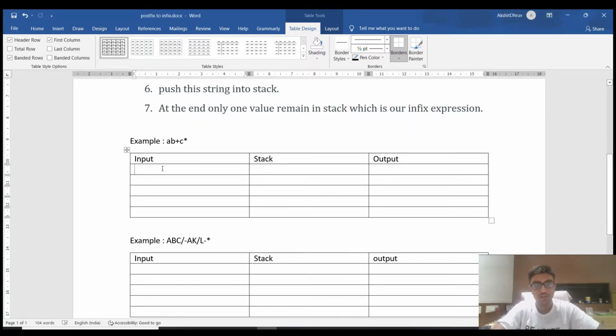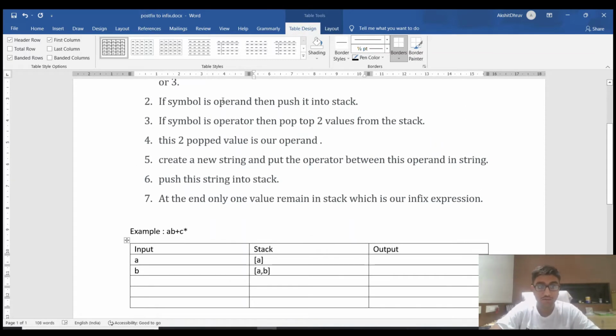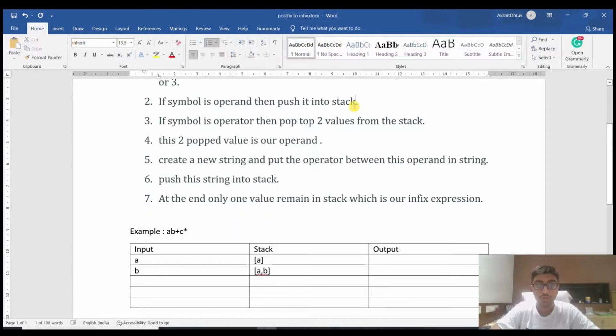Suppose the first input is a, then what will be our stack value? Yes, a only, right? Now what is this? B. Then again our stack value will be a comma b. Why are we pushing that? See, if the symbol is an operand, then push it into the stack. What is an operand? Whichever are alphabets or anything except for operators. Operators means plus, minus, multiplication, any such signs.